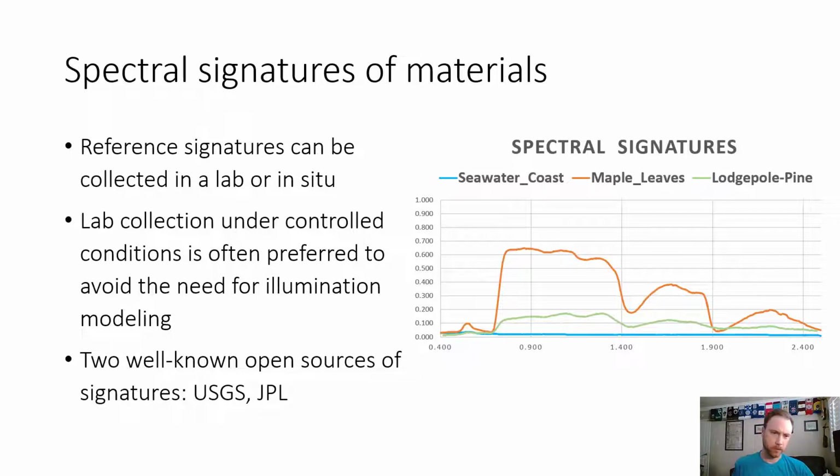Two well-known open sources are the U.S. Geological Survey and the Jet Propulsion Laboratory. So they both have essentially encyclopedias of spectral signatures.